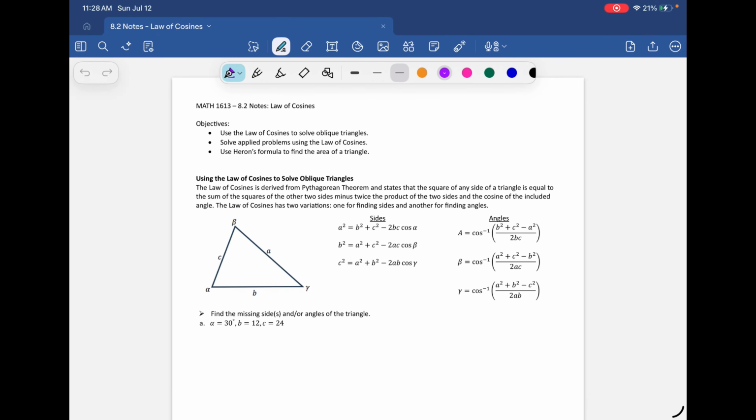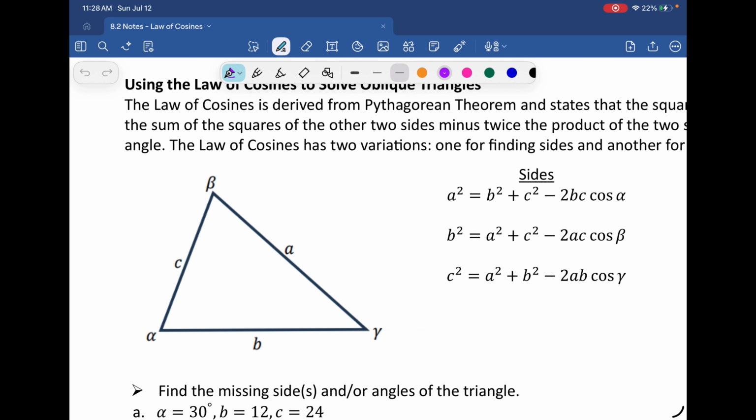In 8.2, we cover the law of cosines, which is just a much more straightforward process than the law of sines. Law of sines has the ambiguous case. We have a possibility of having 1, 2, or even no triangles whatsoever. Law of cosines, you get what you get. It's used in 2 instances. It's used when you know all 3 sides. We have side, side, side.